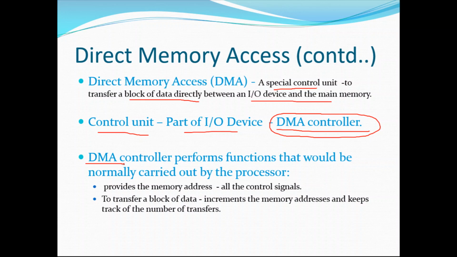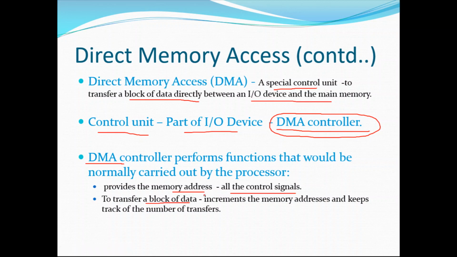What are the operations that the DMA controller can do? It can provide the memory address from where the data should be read or written to, and also it can generate all the control signals that are required to transfer data between the IO device and the main memory. Block means a collection of bytes, more than one byte.